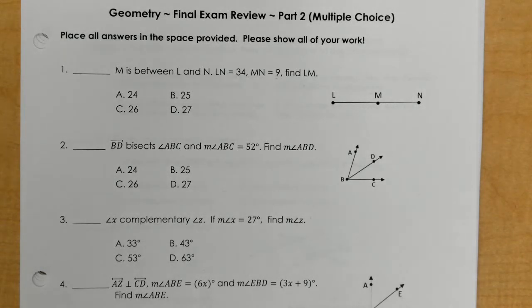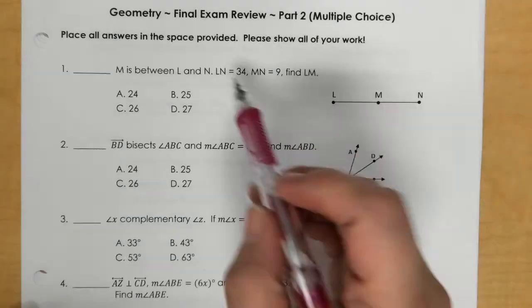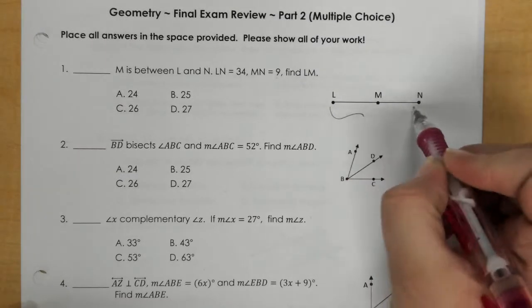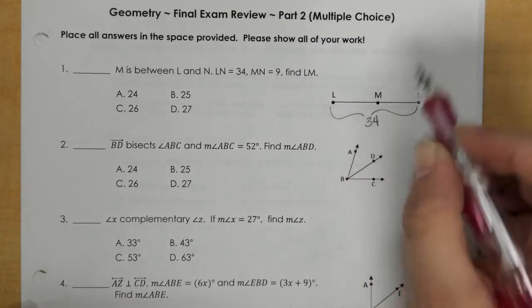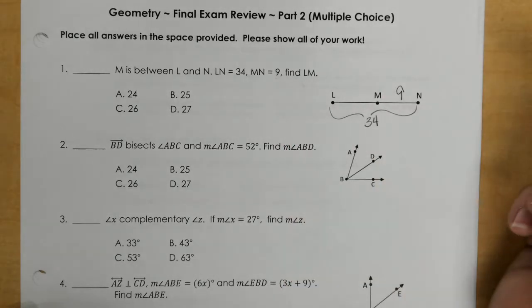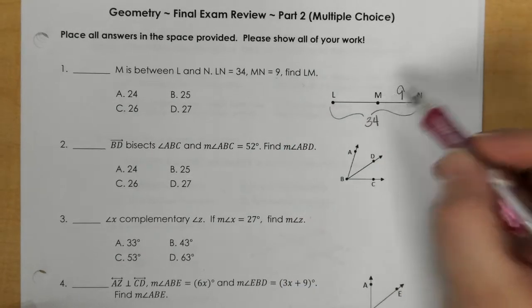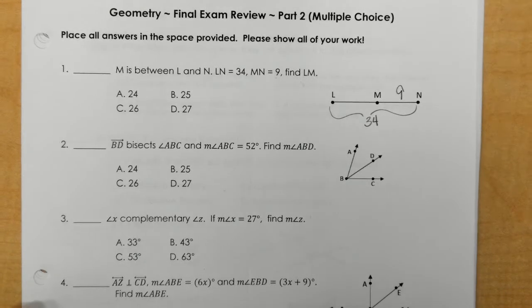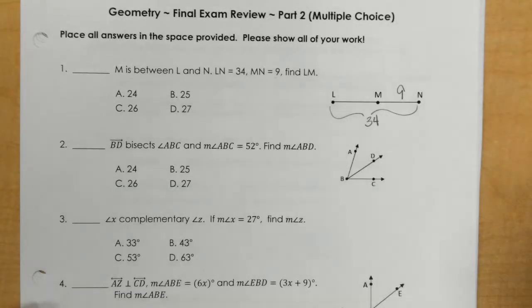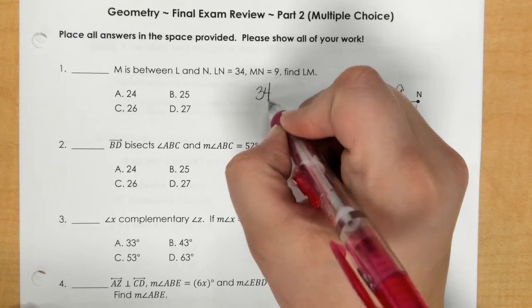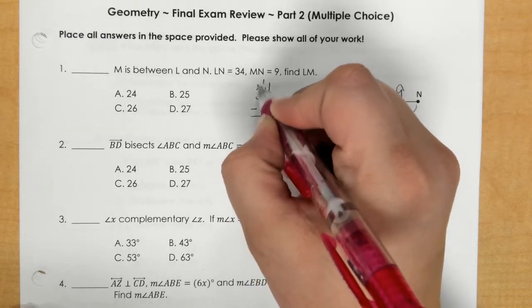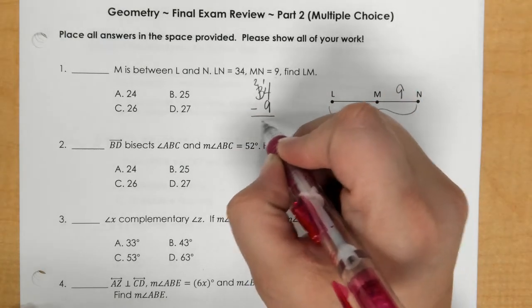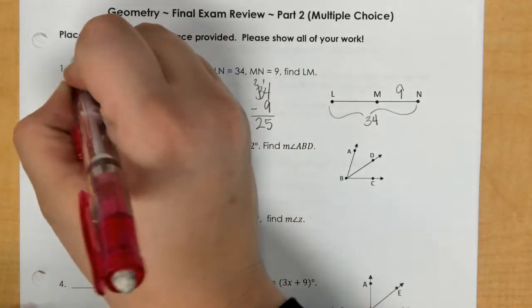For number 1, this is the part 2 multiple choice section of the geometry final exam. It says here that LN is a length of 34. MN is a length of 9. So I need to find LM. So I just subtract the two numbers to get LM. So 34 minus 9 gives me 25. So B.